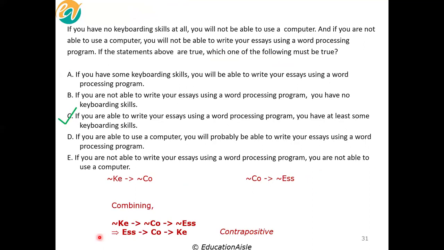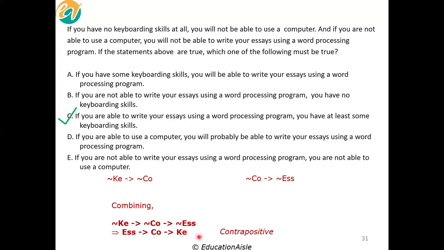So logically, which one makes sense? All the sense that you can make out of it, we have converted that sense into actual relationships. We use all the sense to convert them into logical relationships. Once you convert it into logical relationships, then you need to go with the logical relationships. In logic, what does it say? If you are not able to write your essays, not able to write your essays is this.